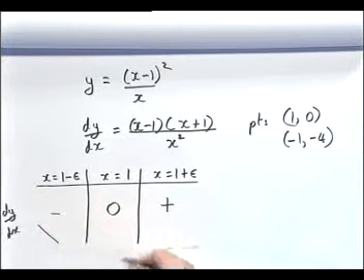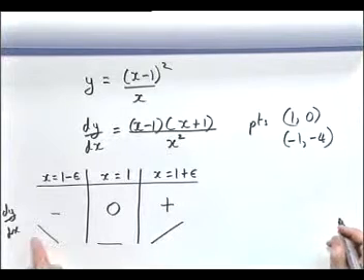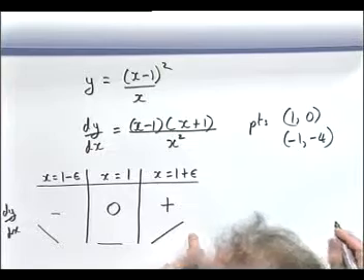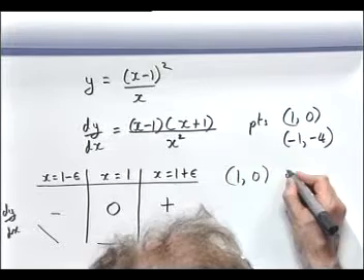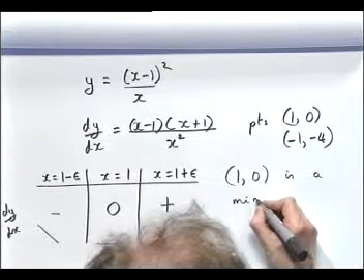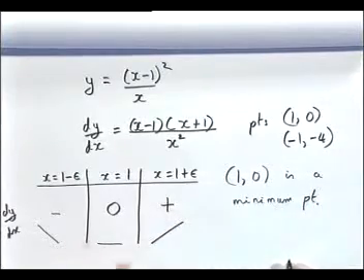So if we sketch the slopes of the tangents, we have a negative slope, a flat slope, and a positive slope. And so what we can see is that this defines the shape of a minimum. And so we can conclude that (1, 0) is a minimum point. And notice what we've done is go back to basics. This is how we arrived at our test for d2y by dx squared.